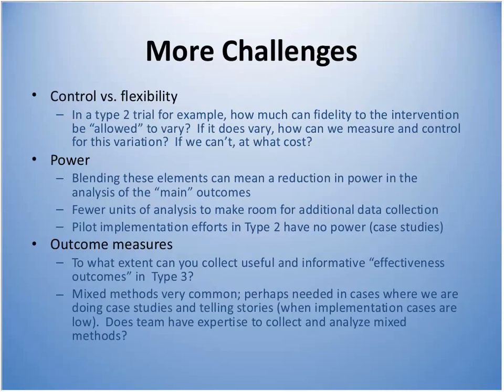We're seeing challenges, too, around control versus flexibility, and what to do in cases, for example, in that Cully Hybrid 2 trial, when fidelity to the intervention is being allowed to vary, and how do we measure and try to control for that variation, and how does that affect the clinical outcomes data?